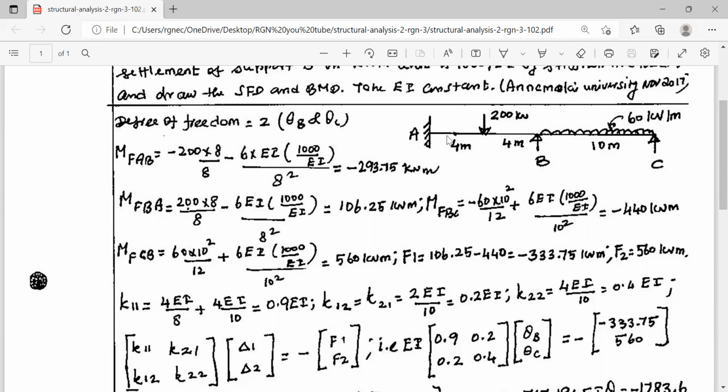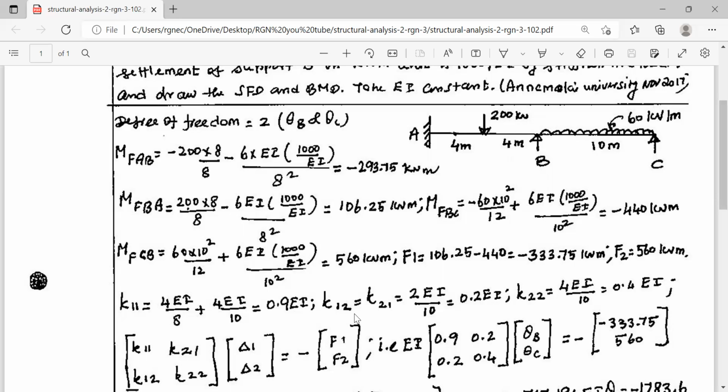4EI by L, where L is this on the left hand side. Similarly, 4EI by L, this is 10 meter on the right hand side. Unit rotation is applied at B, and we are calculating the moment induced at B. This is the near side. So the formula is 4EI by L on this side and 4EI by L on this side. That is what has been written here. 4EI by 8 plus 4EI by 10 adds to 0.9 EI.